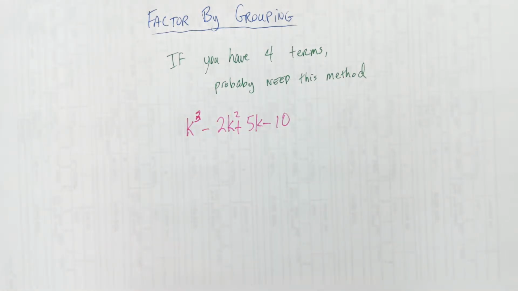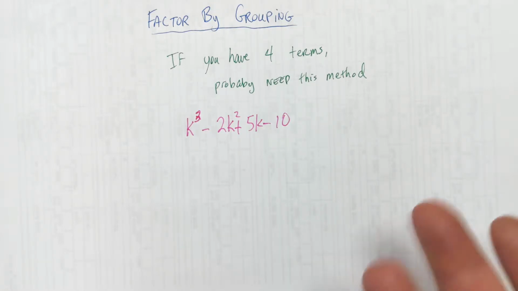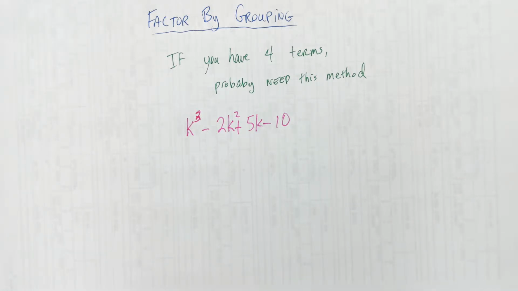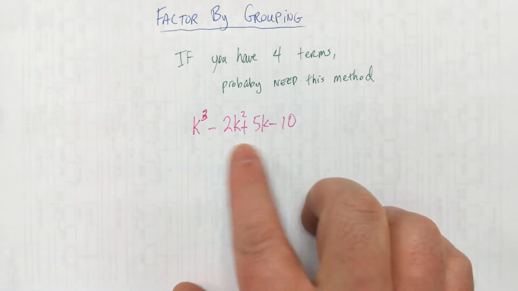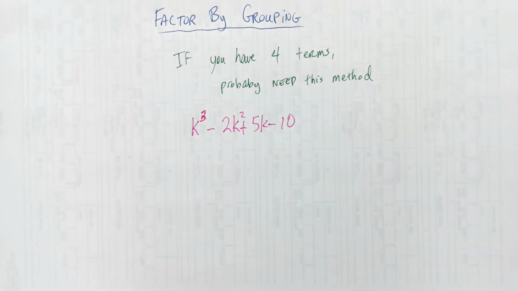Yeah, I know. So the thing is, you're learning factor by grouping, so of course the practice problems are going to use this method. What's going to happen, though, is you're going to be factoring, and it's not going to say use factor by grouping. You're going to have to know. And the way you know is if it's got 4 terms, it's probably factor by grouping.